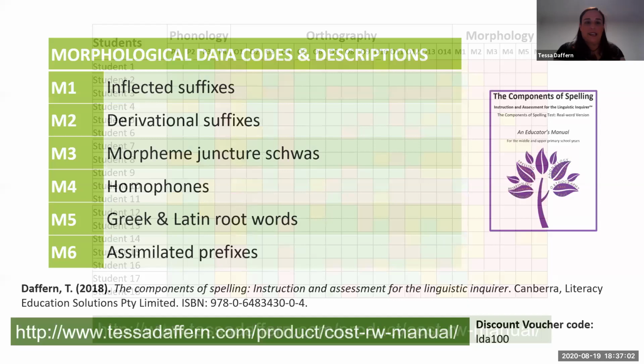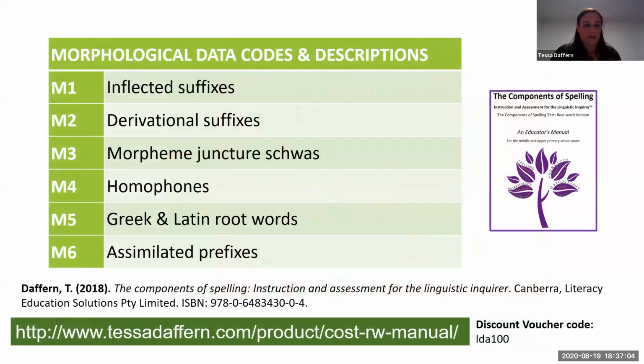And just as a little example here, for the morphological code, M1 refers to inflected suffixes, M2 refers to derivational suffixes, and so on. And then the manual has examples of the kinds of things that teachers might do. There's some photocopy templates that can be photocopied. It's not a complete program in its own right. It's certainly not intended to be that way.